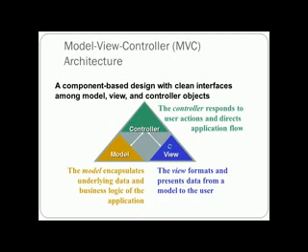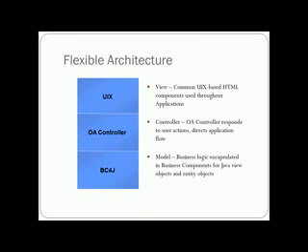So this MVC architecture is a flexible architecture, that is view, controller, and the model. View is just an HTML representation of the page. Controller controls the user action. BC4J, as we discussed, is the business logic encapsulated using the Java components.